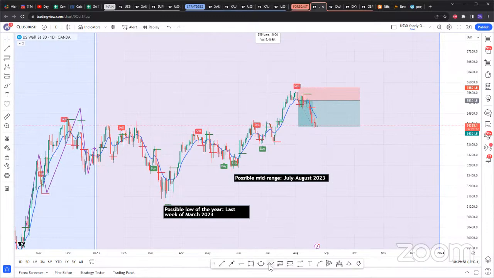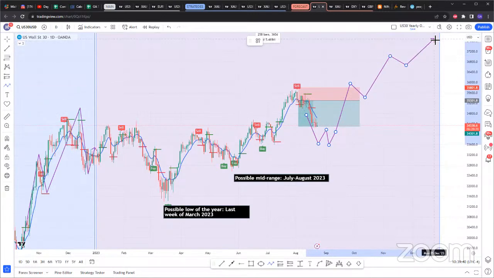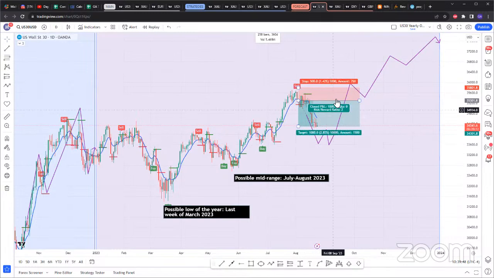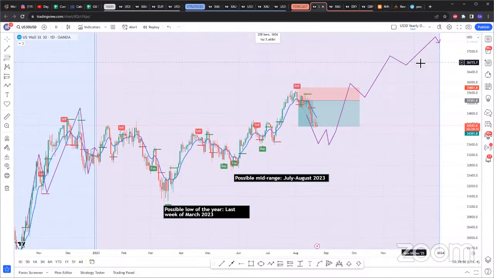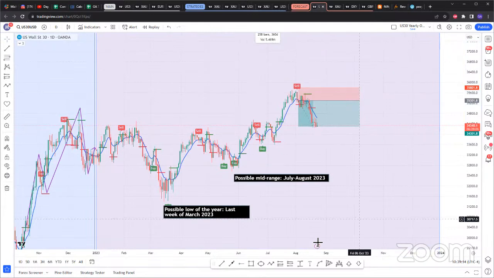So right now, what I'm anticipating for US 30 is this. We're probably going to get a buy somewhere here. If we do get this buy, US 30 is now going to create a yearly high. That's what I anticipate to happen for US 30. So after we do get that buy, US 30 is going up and ending the year by creating a yearly high.